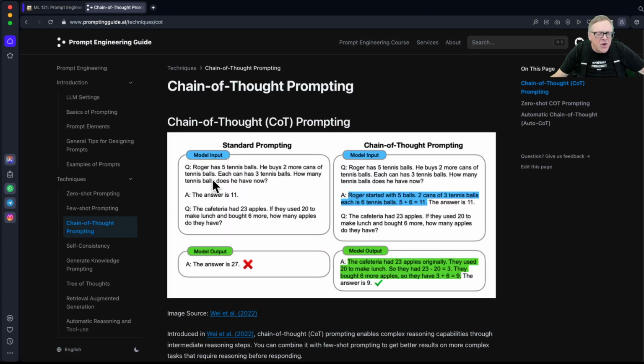And then there's chain of thought prompting, where instead of telling it a problem, Roger has 5 tennis balls, he buys 2 more cans, each can contains 3, how many does he have now? You now tell it to do chain of thought. The cafeteria, you give it the answer here.